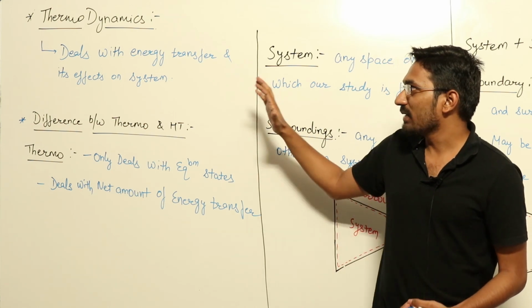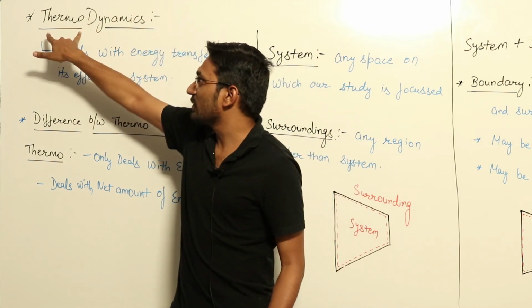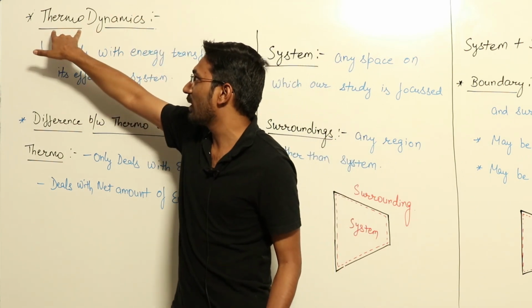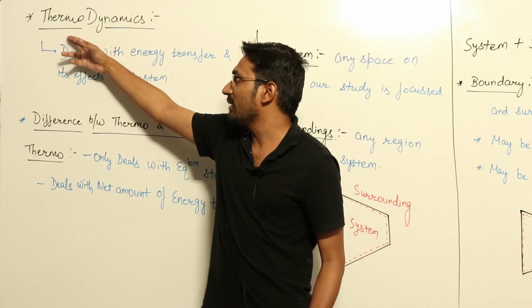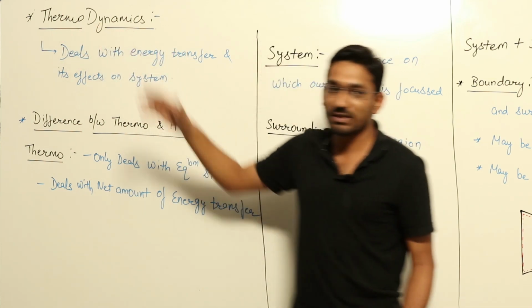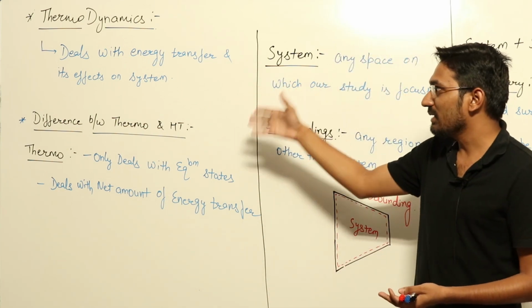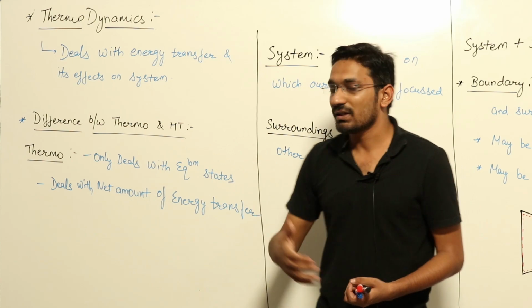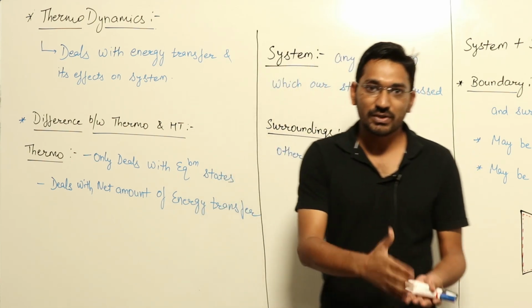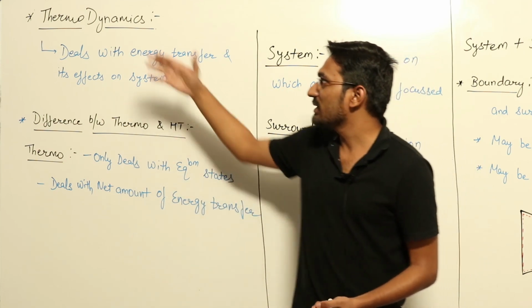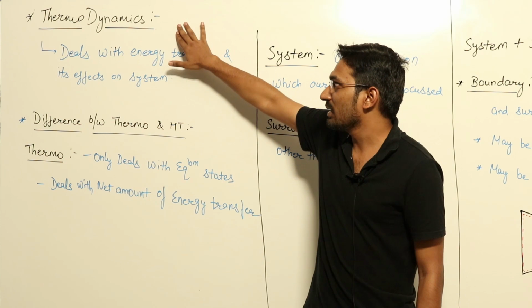Now first of all, what is the meaning of thermodynamics? As the name suggests, this is made up of two words. One is thermo, another one is dynamics. Thermo means heat or energy, and dynamics means in motion. So as the name suggests, thermodynamics means the motion of energy, how the energy is moving from one system to another system, from one process to another process, how the energy is moving in a cycle. So we need to study this in thermodynamics.